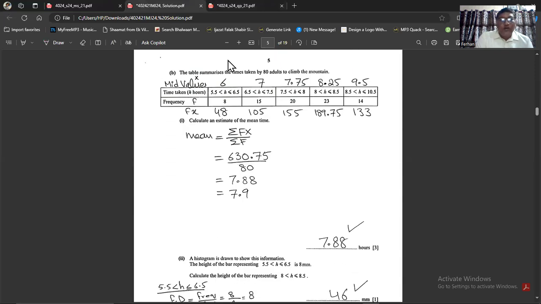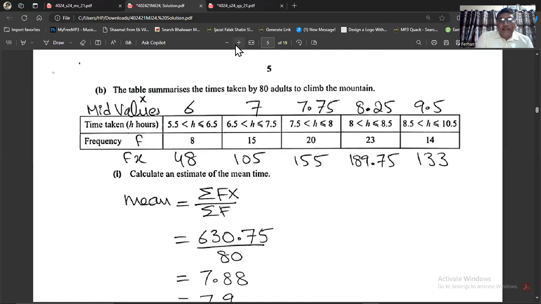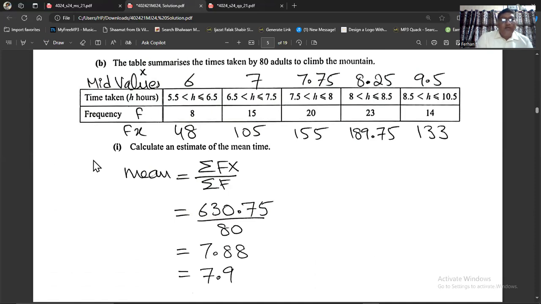So here we go. This is the question, and let me show you. We will find the mid values. 6.5 plus 5.5 divided by 2, that will be 6. 7.5 plus 6.5 divided by 2, that will be 7. 8 plus 7.5 divided by 2, that will be 7.75. 8.5 plus 8 divided by 2, that will be 8.25. And 10.5 plus 8.5 divided by 2, that will be 9.5. So I will call these mid values x.